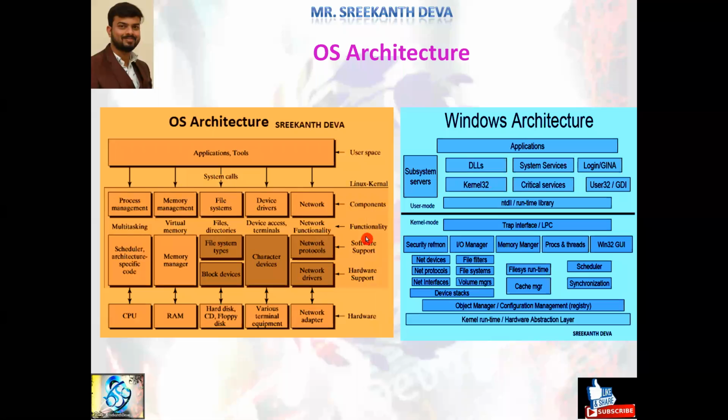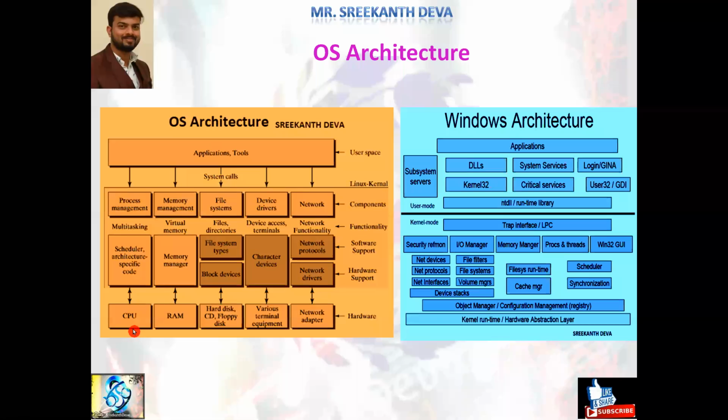Coming to the software supports, it manages schedulers, architecture specific code, and the memory manager. Internally the file system consists of file system types and block devices, like character devices, network protocols and network drivers. These are all considered software supports and hardware supports. Coming to hardware, this is the complete low level of the OS architecture.